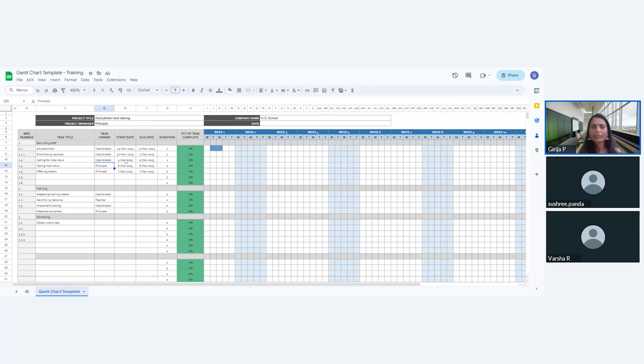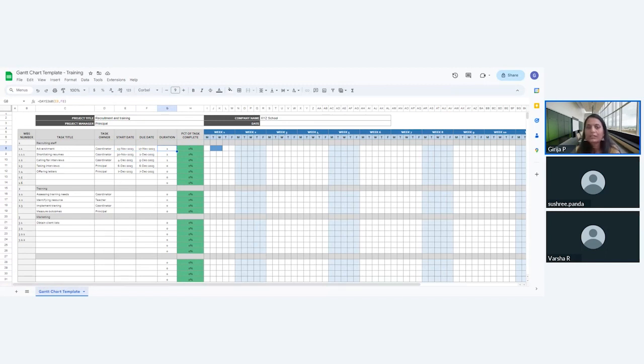Then you put when you're thinking that task will start, and by what day it should be finished and completed. Once you have done that, like for the advertisement, I want to advertise only for 3 days. So I have selected the starting date and the due date. That day I want to finish my advertisement. The duration will be 2 days. I am doing it for 2 days.